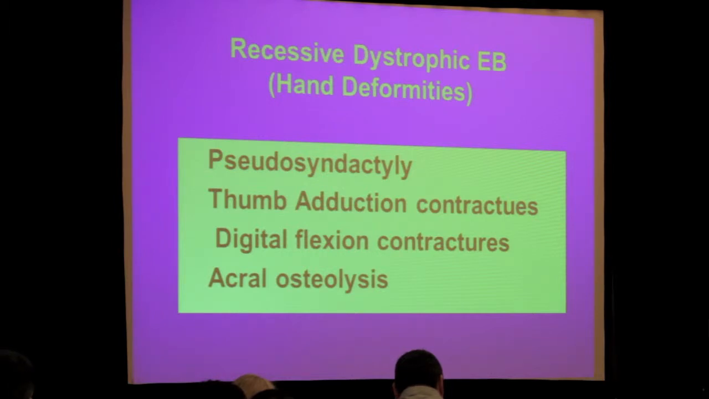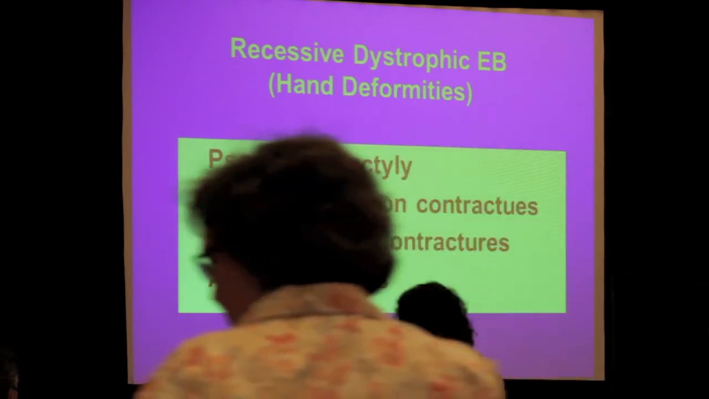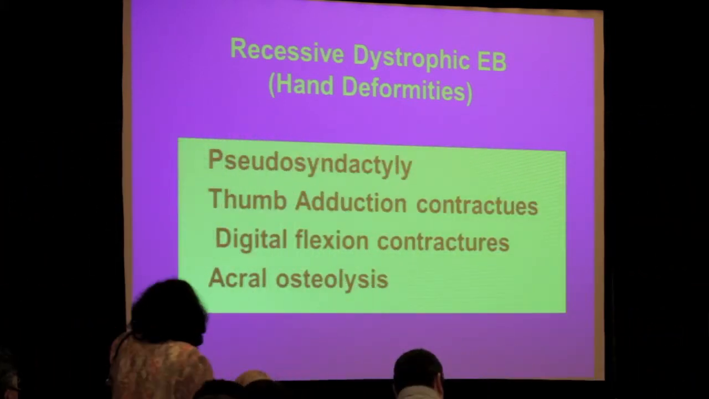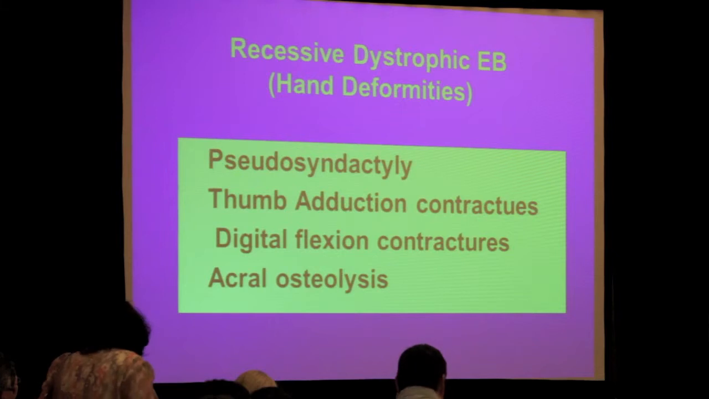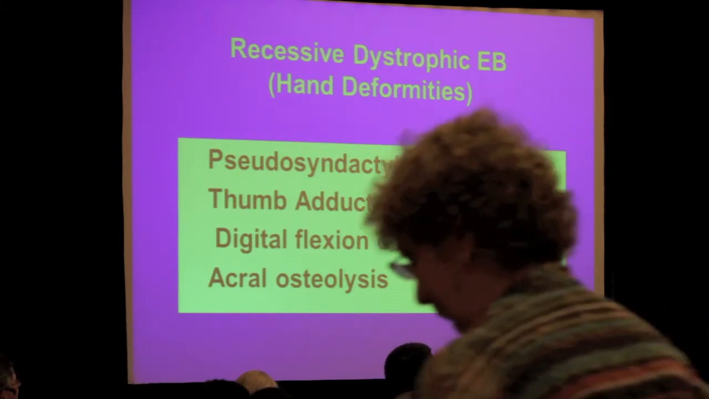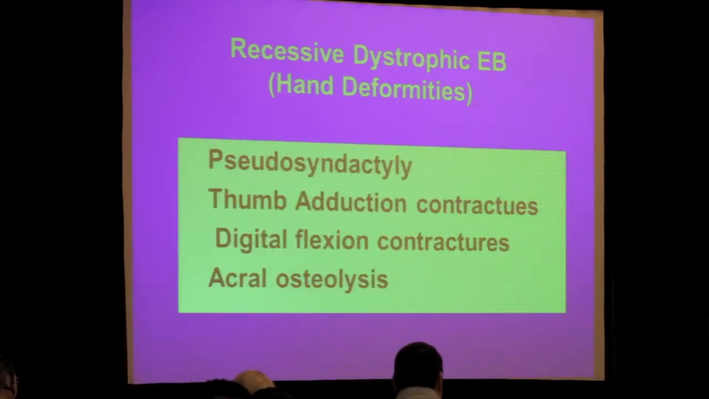Secondly, I'm going to talk about thumb adduction contractures. This is when the thumb is drawn towards the index finger so that the individual cannot grasp large or small objects and has difficulty with pinch and fine motor coordination. Then I'll discuss the surgical management of digital flexion contractures, where the fingers bend down sometimes into the palm.